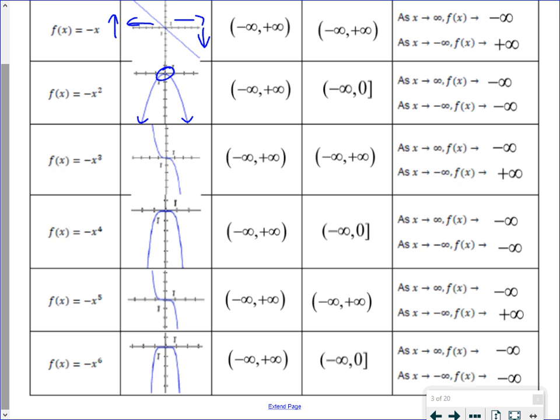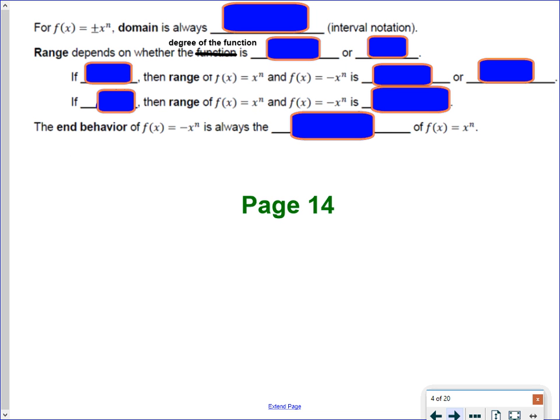The domain is all real numbers, negative infinity to positive infinity. And the range goes from negative infinity up to 0. And the end behavior, as x is going to infinity, f of x is going to negative infinity. As x is going to negative infinity, f of x is going to negative infinity as well.